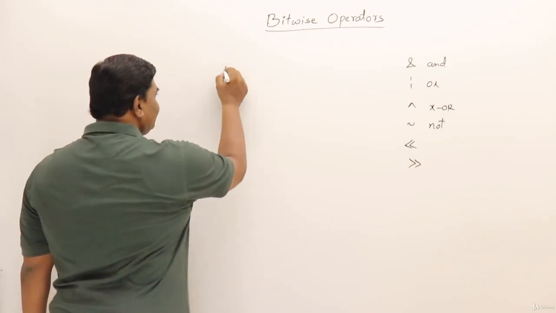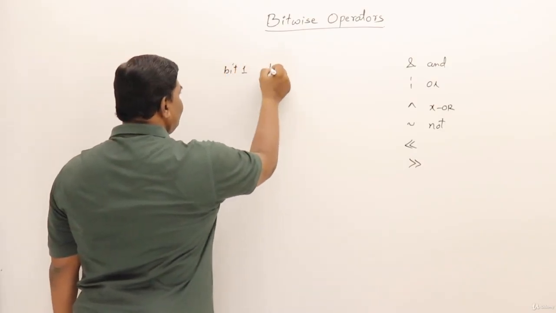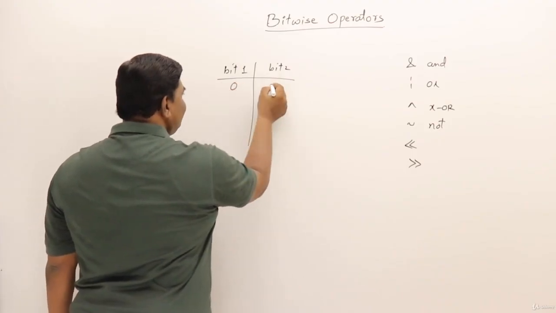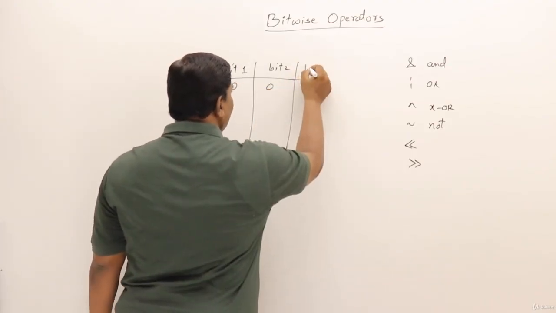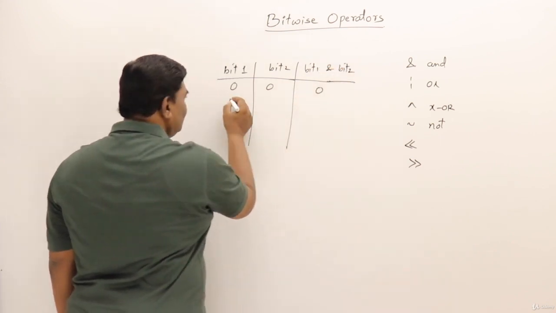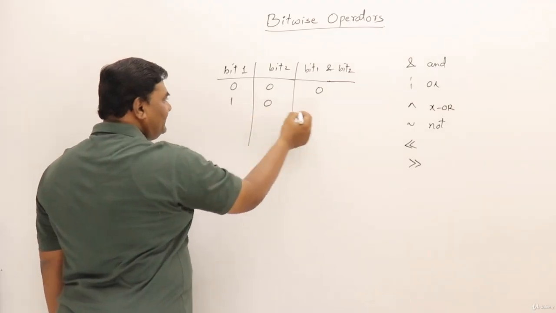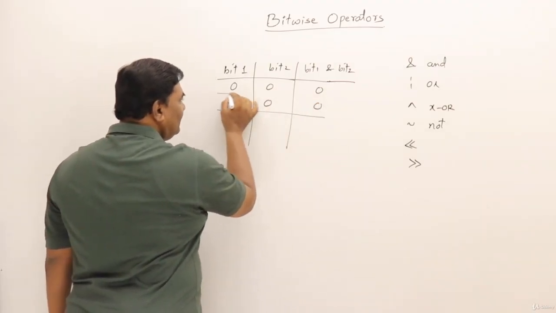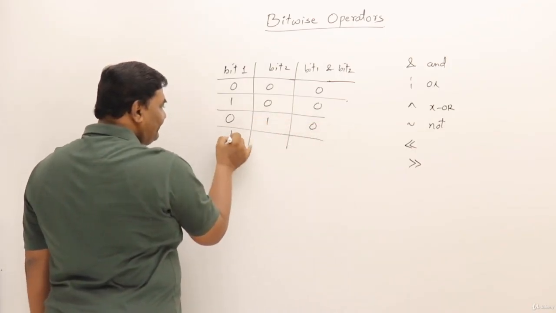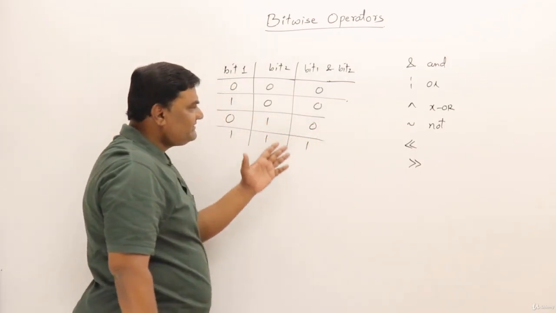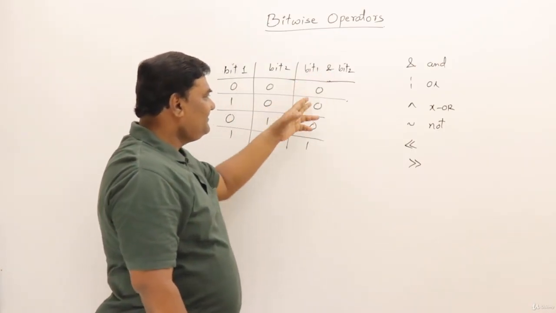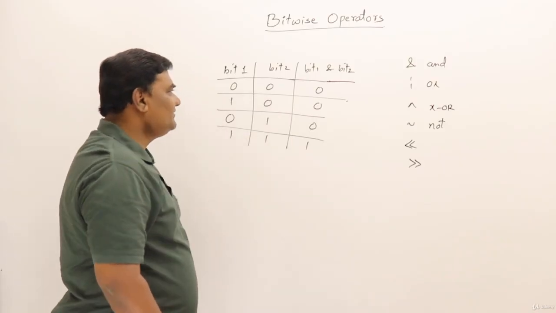See, if there are two bits, bit 1 and bit 2, and both the bits are 0, then bit 1 AND bit 2 will also be 0. And if any one of the bits is 1, then also it is 0. If this is 0 and this is 1, then also 0. And if both are 1, then only it is 1. So it is just like a logical AND. When you use bitwise AND, it will be 1 only if both the bits are 1.